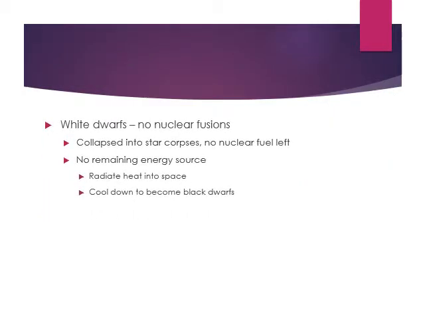What are white dwarfs? Well, these are almost at the end of the life cycle of the star. There are no nuclear fusions. The star has collapsed into a corpse. There's no fuel left, no remaining energy source. They can radiate heat into space, but they cool down to become black dwarfs.